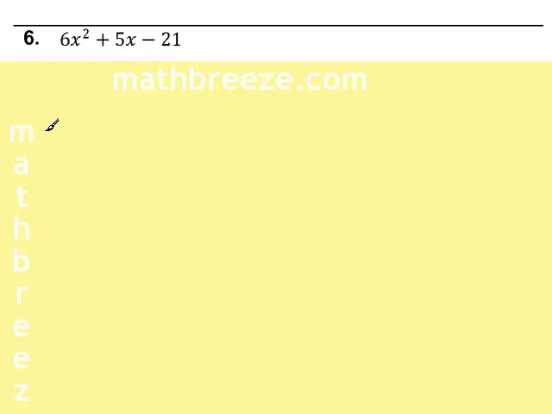Okay, here we'll start with our parentheses and our signs, different signs. And we have 6x squared. Well, we have two choices. We could put 6x and x or 3x and 2x. I'll start with 3x and 2x. And if we don't find the right factorization, then we'll go with 6x and x. But first we'll start with 3x and 2x.